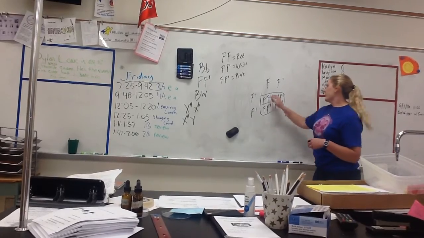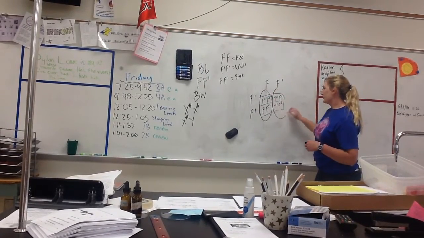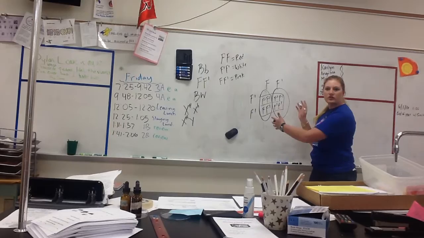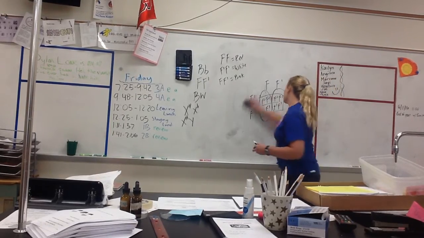As you see here, I get the same results. 50% are going to be pink, 50% are going to be white. Genotypes and phenotypes are written on the board. Next problem.